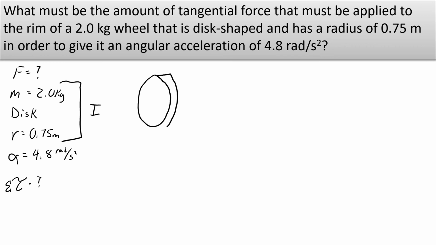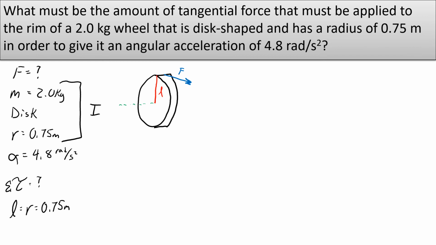here's our disk. All right, it says what must be the amount of tangential force. So the force is acting this way. This is the force. Well, what is the lever arm for that? If the axis is here, the lever arm is this perpendicular distance. Okay, so what is the lever arm? The lever arm is equal to the radius, which is 0.75 meters.